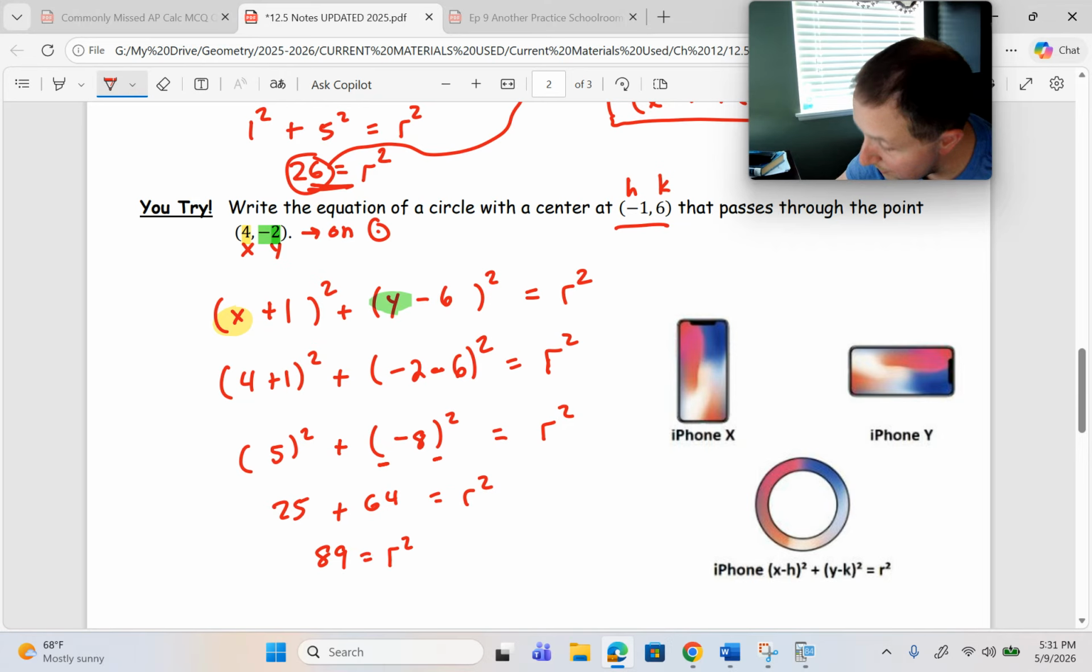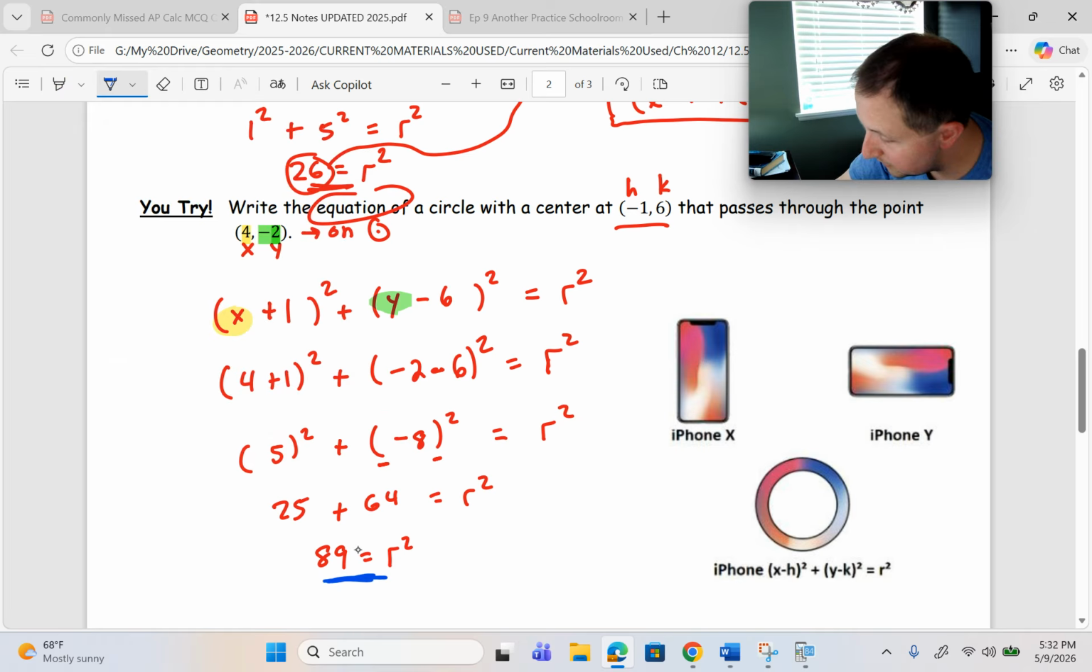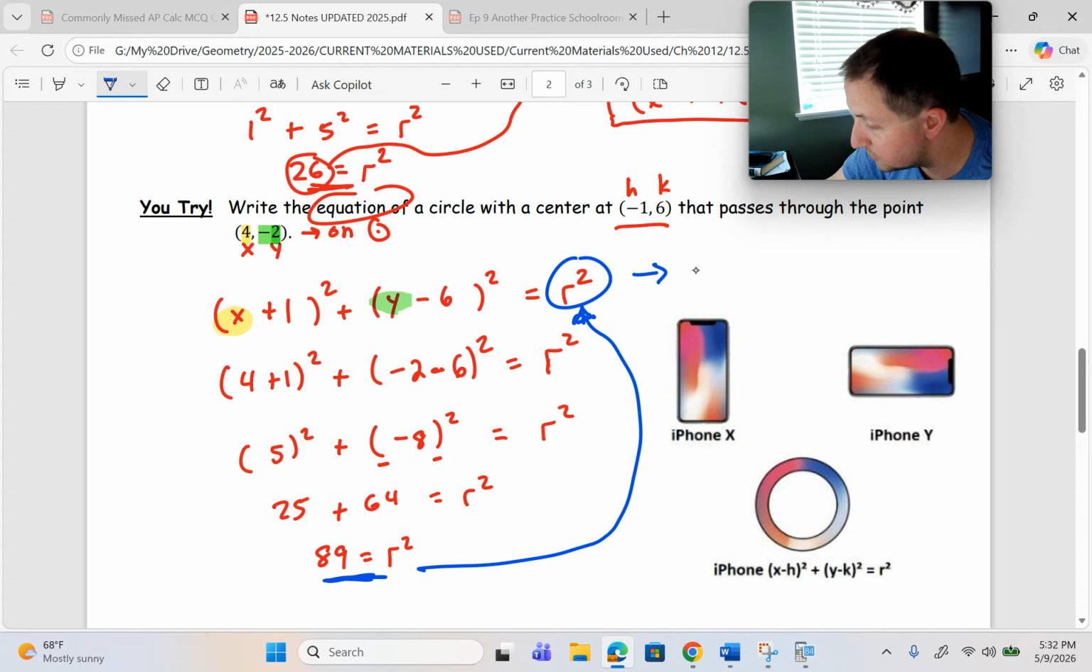Okay. And I'm not done yet because they didn't ask me what's the radius squared. They asked me what's the equation of the circle. So now my last step, don't forget: I'm going to take that 89 and plug it back in for the right-hand side to write my final answer. So my final answer would be x plus 1 squared plus y minus 6 squared equals 89.